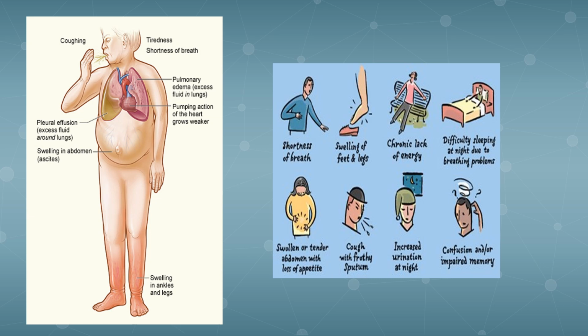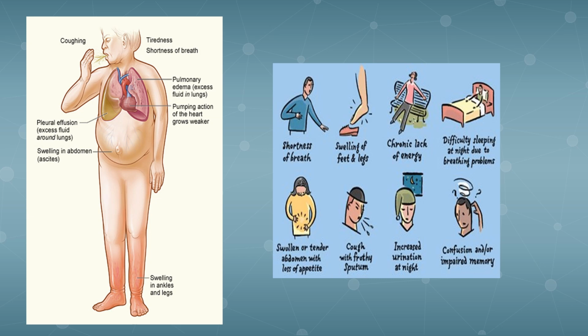So these are the signs and symptoms when a person is suffering with heart failure. Basically, there will be coughing, tiredness, shortness of breath. There is pleural effusion, that is fluid around the lungs in the pleura. Okay. Swelling in the abdomen, that is ascites. The pumping action of the heart goes weaker and weaker, so there is accumulation of fluid. There is pulmonary edema, that is fluid in the lungs. Okay. And even swelling in ankles and legs, swelling of the limbs.